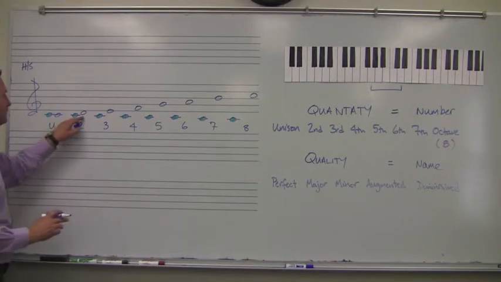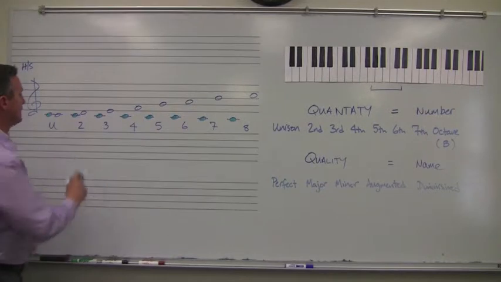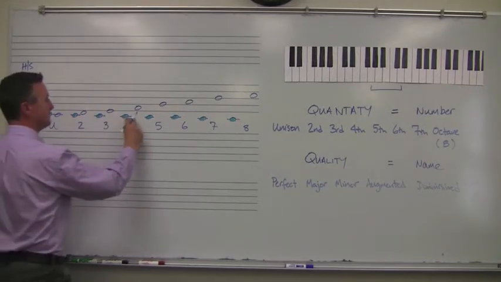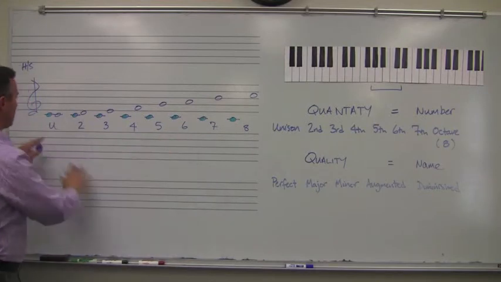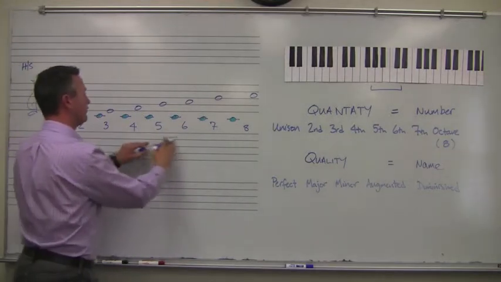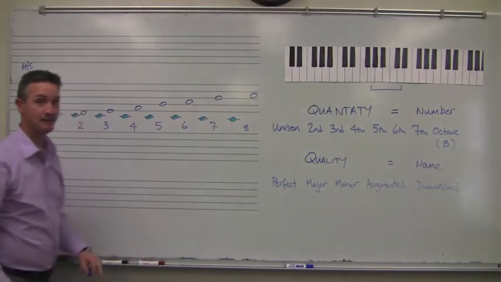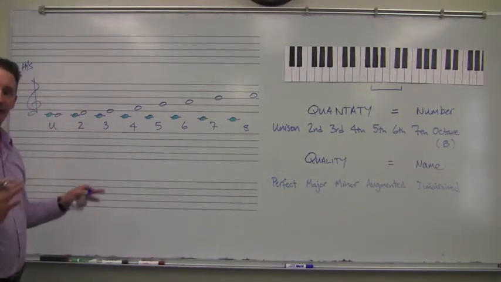All I did was count the number of lines and spaces involved in the intervals C to D, C to E, C to F, C to G, all the way up. Counting the lines and spaces gave me a unison, a second, a third, a fourth, a fifth, a sixth, a seventh, and an eighth. Now, what about the number of half steps?